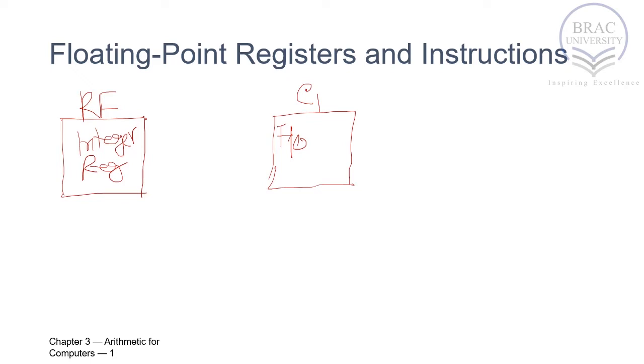Sorry, so let me write it again. As I said, we have the register file which handles integer values, and we have C1 or coprocessor 1 which handles floating point values, and inside C1 we have registers that can handle floating point values.